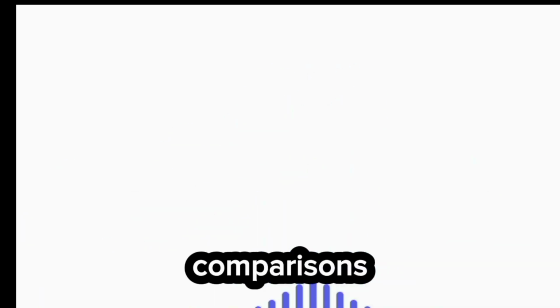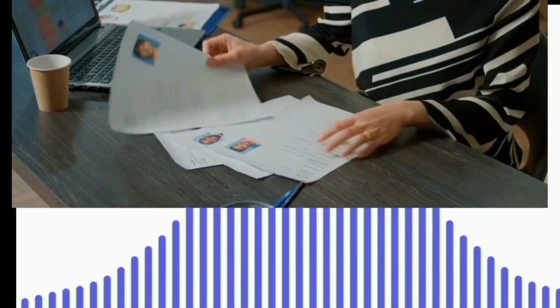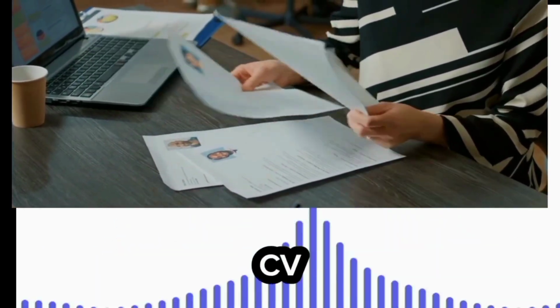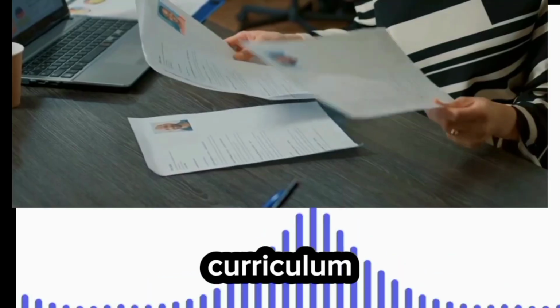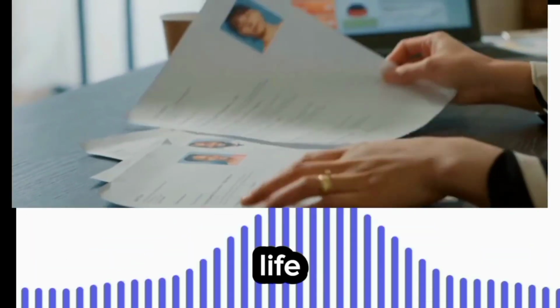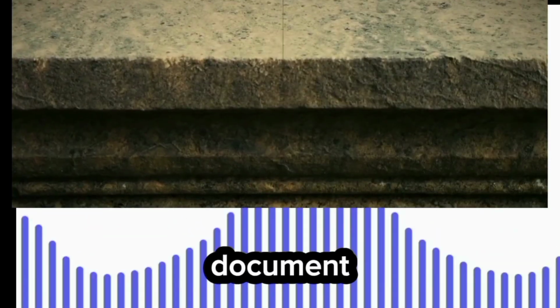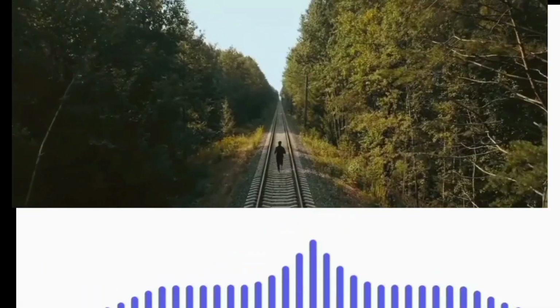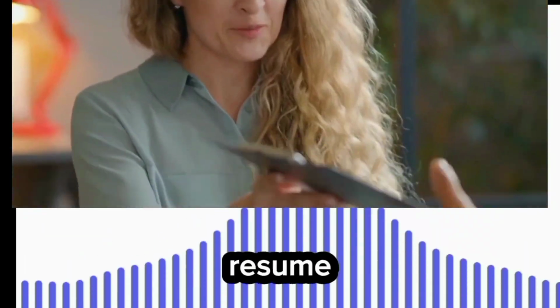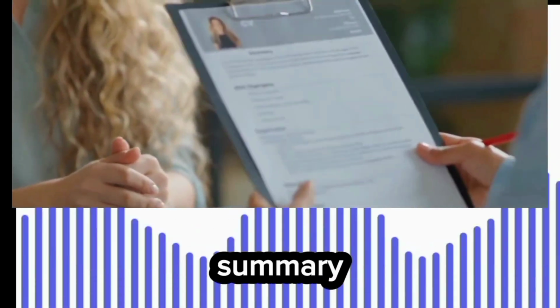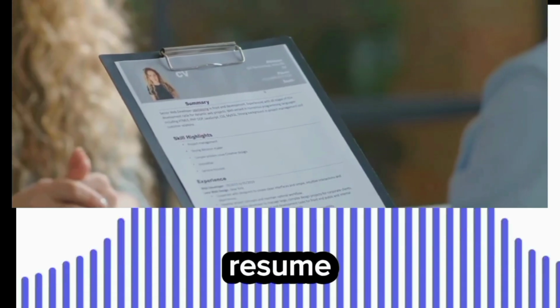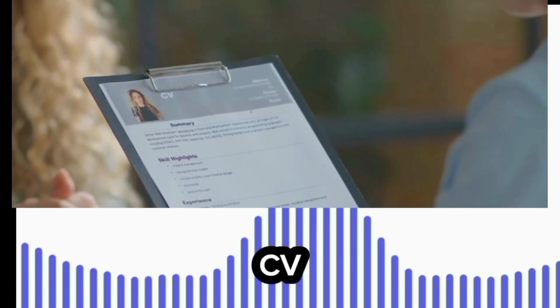The core 10 comparisons. 1. CV versus resume. In the UK, we use the term CV, which is short for the Latin curriculum vitae, meaning course of life. It is the standard document for job applications. In the US, it is called a resume, from the French word for summary. Typically, a resume is more concise than a full CV.